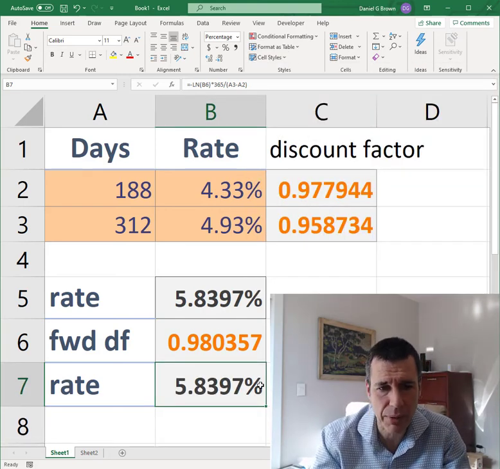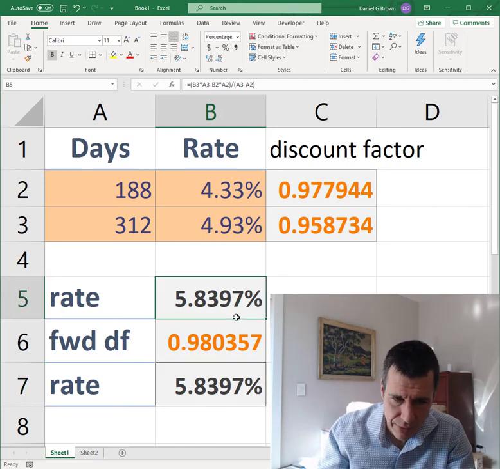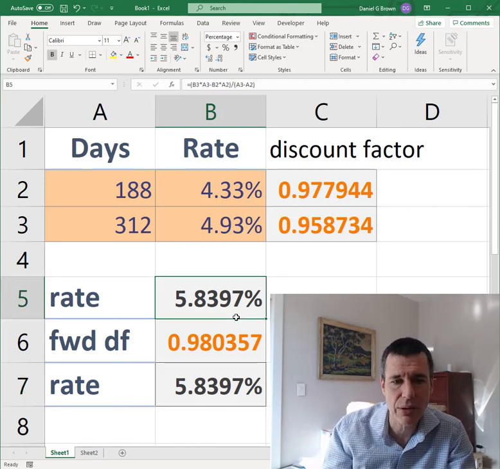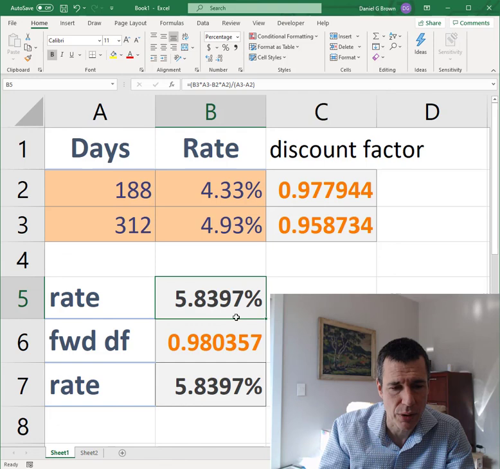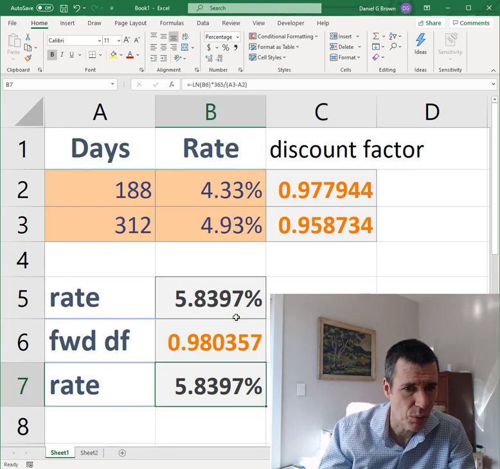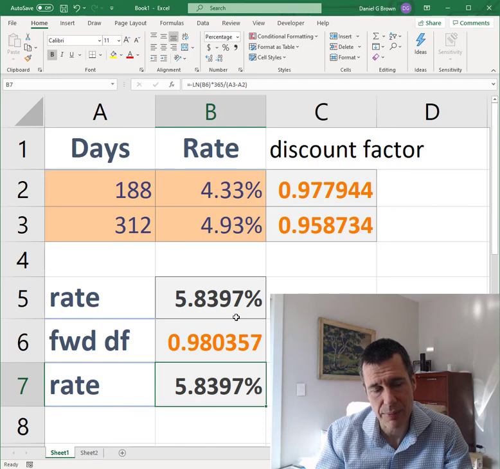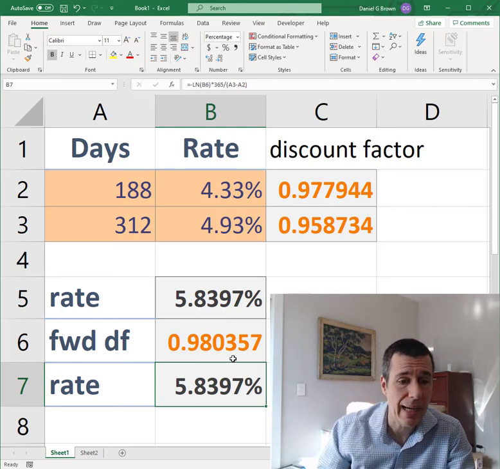So we have continuously compounded rates, and we want to find continuously compounded rates. Both of these strategies work. The first strategy was R2T2 minus R1T1 divided by T2 minus T1, which gives us the continuously compounded rate. The second strategy worked with discount factors: take rates, find the discount factors, find the forward discount factor using a ratio, and then invert the discount factor formula to find the rate. I hope that was helpful.